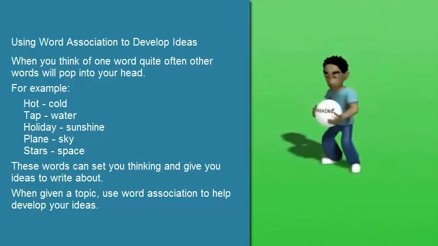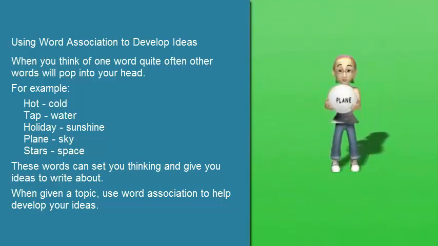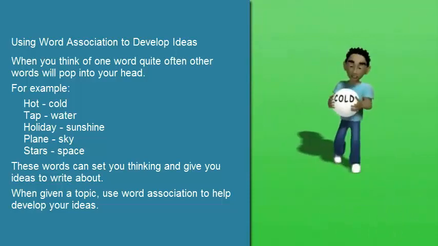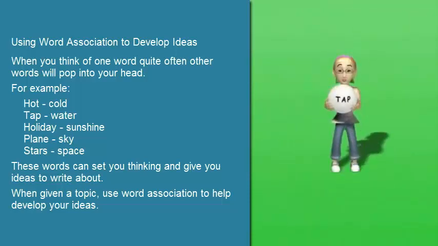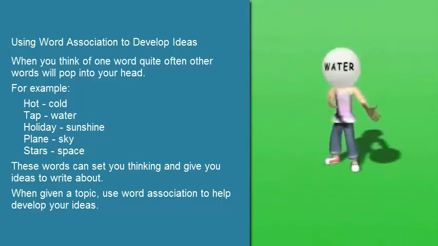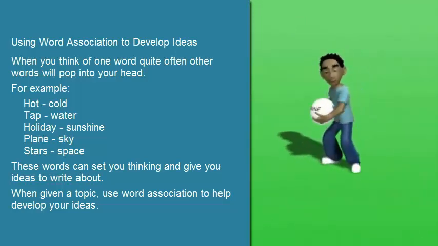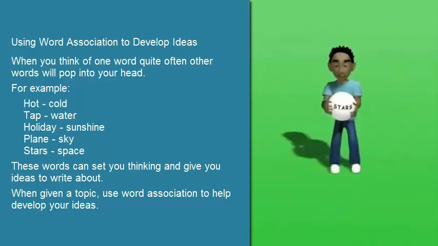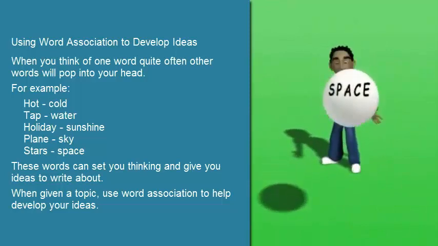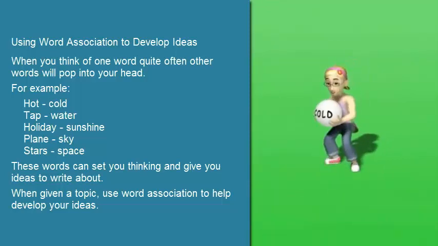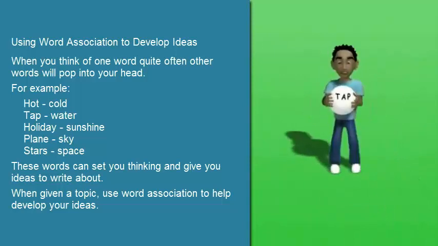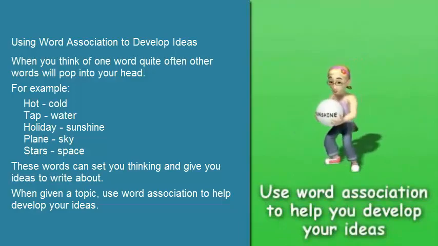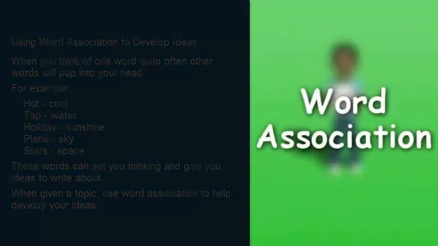Using word association to develop ideas. When you think of one word, quite often other words will pop into your head. For example, hot, cold. Tap, water. Holiday, sunshine. Plane, sky. Stars, space. These words can set you thinking and give you ideas to write about. When given a topic, use word association to help develop your ideas.